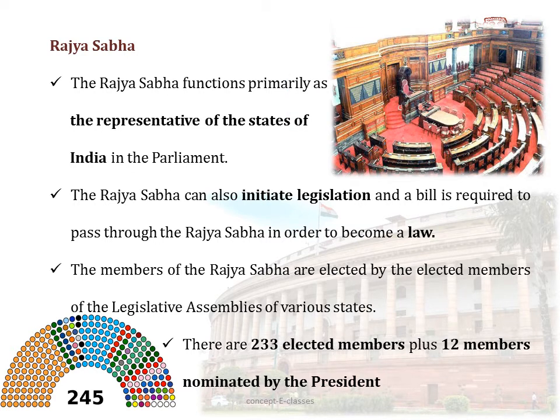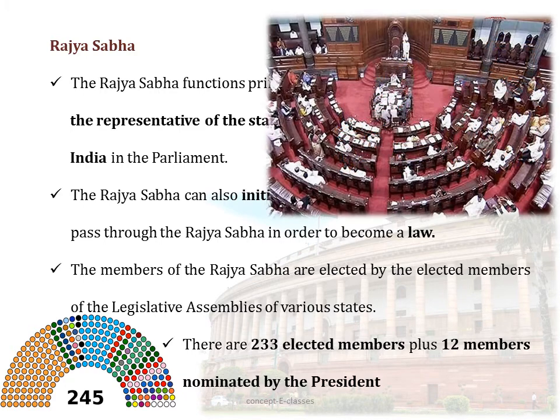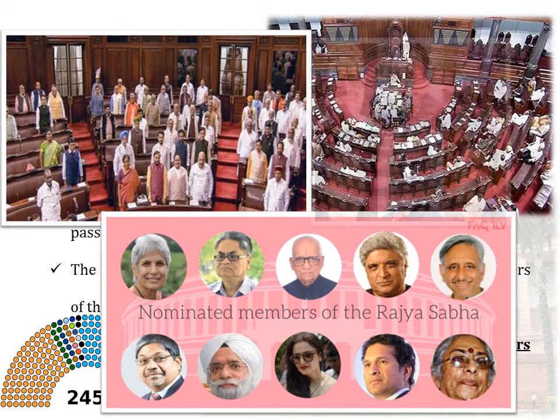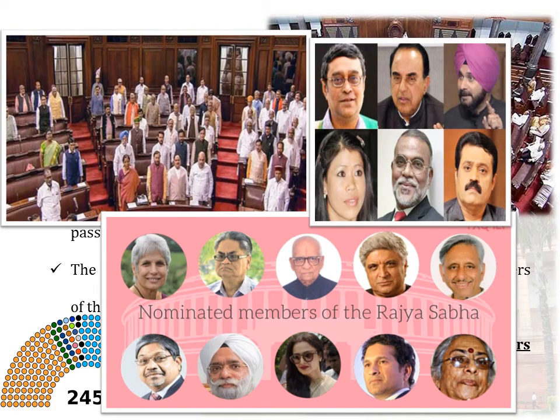Now the members of the Rajya Sabha are elected by the legislative assemblies of various states, and there are 233 elected members plus 12 members who are nominated by the president for their contributions to art, science, literature and social services as well.